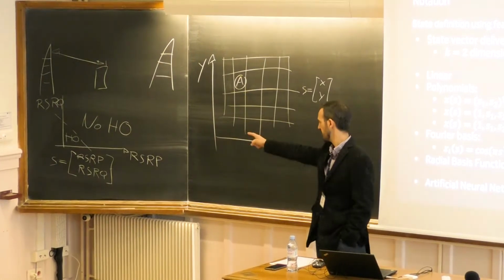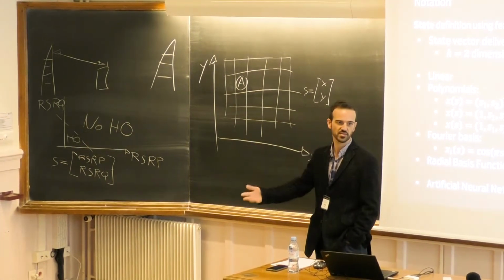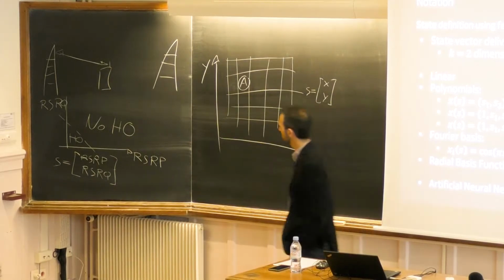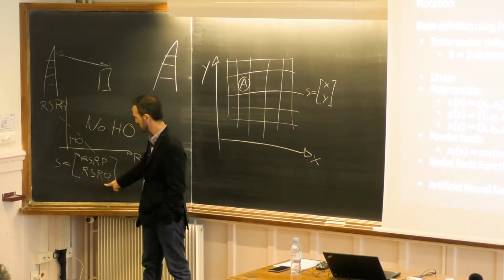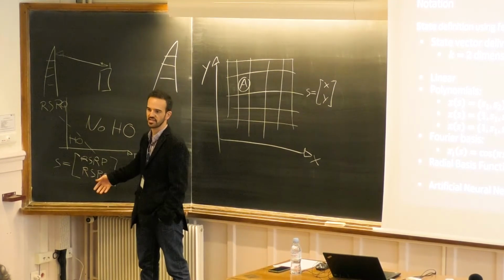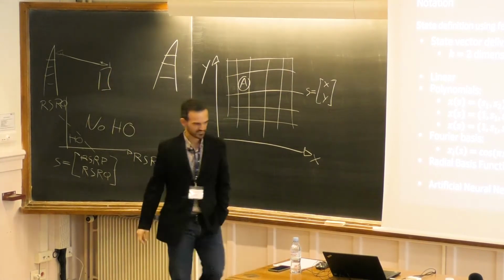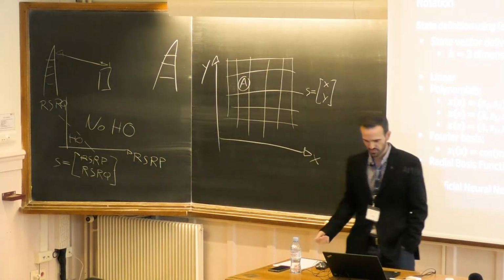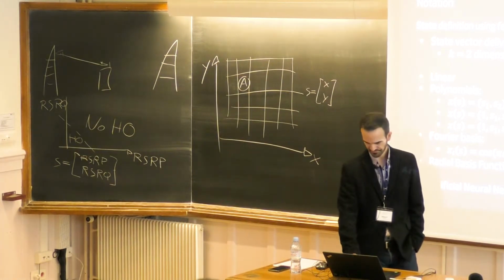Sorry, yeah. RSRP, reference signal received power, is pretty much a measurement of the power that the UE receives from its base station, and this is the reference signal received quality, which is pretty much a proxy for the SINR on the downlink. I'm not sure if anyone wants a further explanation. That's just two simple examples of how you can define the state for the agent.